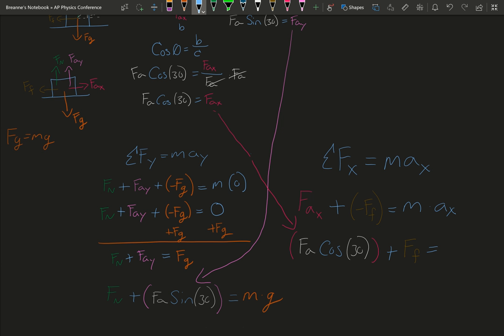Equals our mass. Now we can, because we know our mass is just our force of gravity divided by our acceleration due to gravity. So we can plug that in. Times our acceleration in the x. So there we go. So we broke down the equations as far as we can.